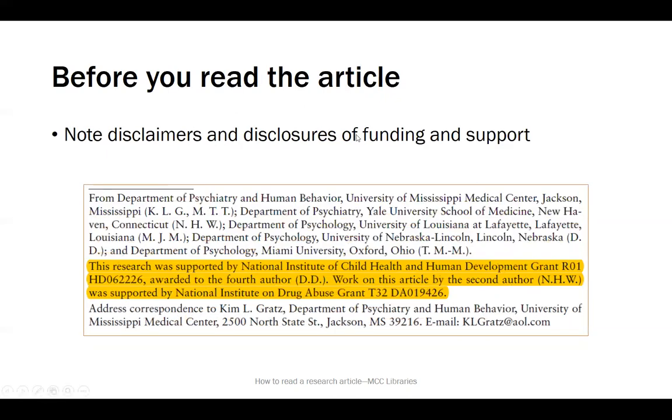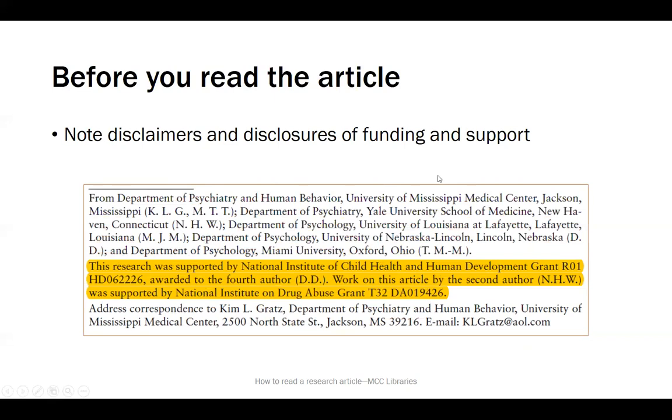You also want to note any disclaimers and disclosures of funding and support because you want to make sure that it's not biased. So for example, this one is saying that the research was supported by the National Institute of Child Health and Human Development. So research is frequently funded by grants from government agencies or from private organizations. Studies that do not disclose such information are automatically suspect because that's information that should be given. It's worth your time to investigate the supporting organizations that you don't recognize to see if they have a potential agenda. So if you look and you don't recognize the name of an organization, you should go on and investigate it and make sure that it is a legitimate organization.